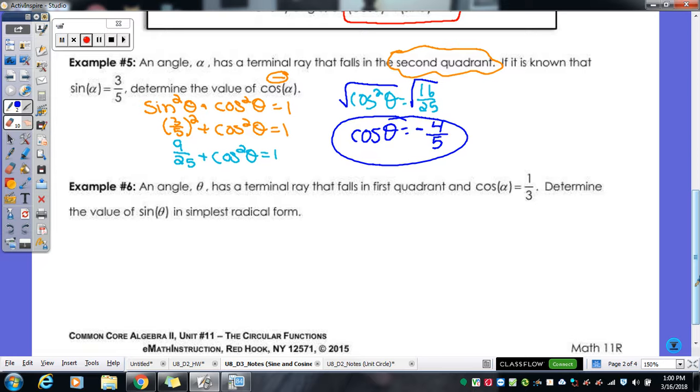All right, next one. An angle theta has a terminal ray that falls in the first quadrant, and cosine is 1/3. Determine the value of sine theta in simplest radical form. Since we are in quadrant 1, that means we're going to want to keep the positive value after we take the square root, which we're inevitably going to have to take. So again, using our same formula, sine squared plus cosine squared equals 1.